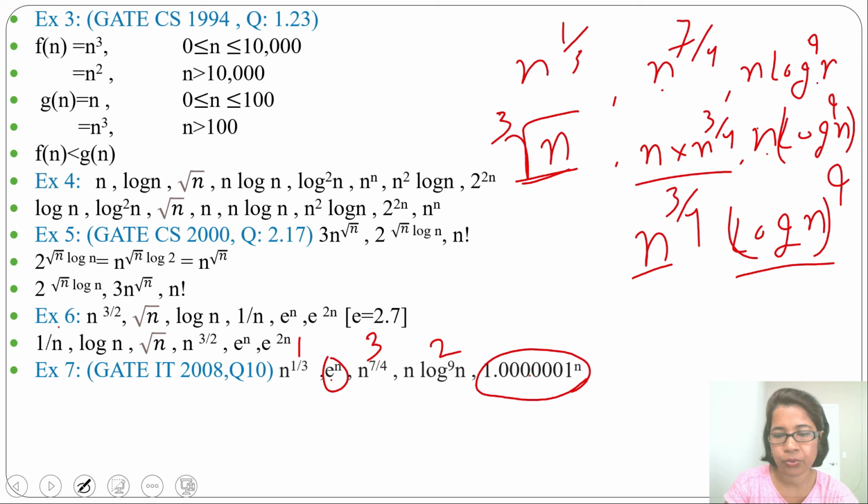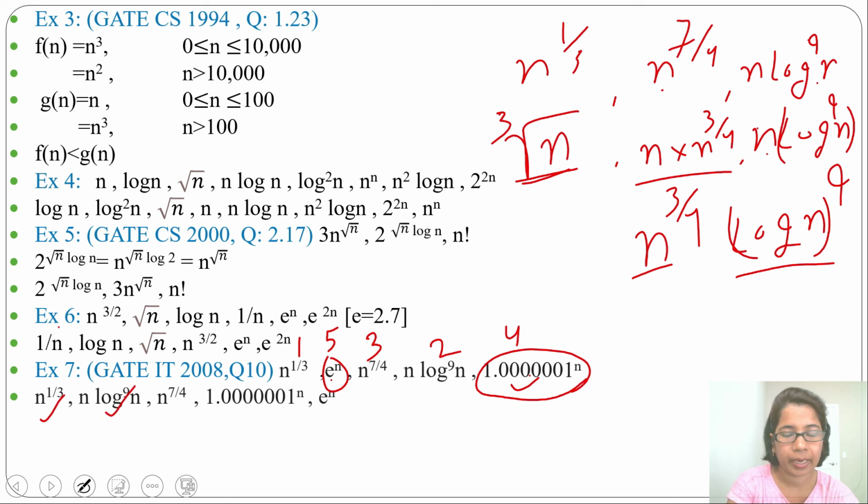Next from these two, 1.601 power n and e power n. E value is equal to 2.7. 2.7 power n has a higher order of growth than this. So this will be 4 and this will be 5. So first will be n power 1 by 3. Yes. Second will be n log n power 9. Third will be n power 7 by 4. Fourth will be 1.601 power n, and fifth will be e power n.